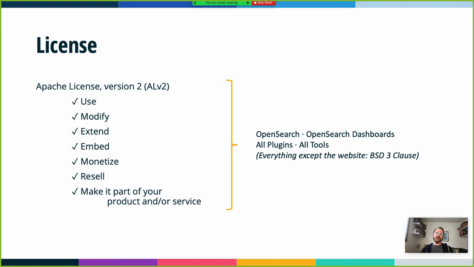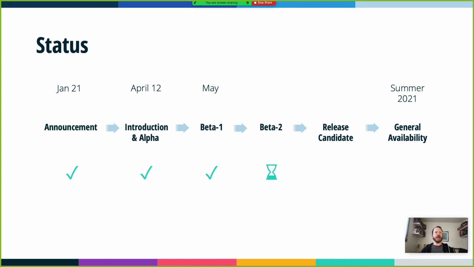Now, where are we in this? As far as the status, we have gone through a number of different steps. In January, we made the announcement that we were going to fork. In April, we introduced the fork and the name to the world and gave it an alpha version. So that's where you can look at the source code and build it yourself.